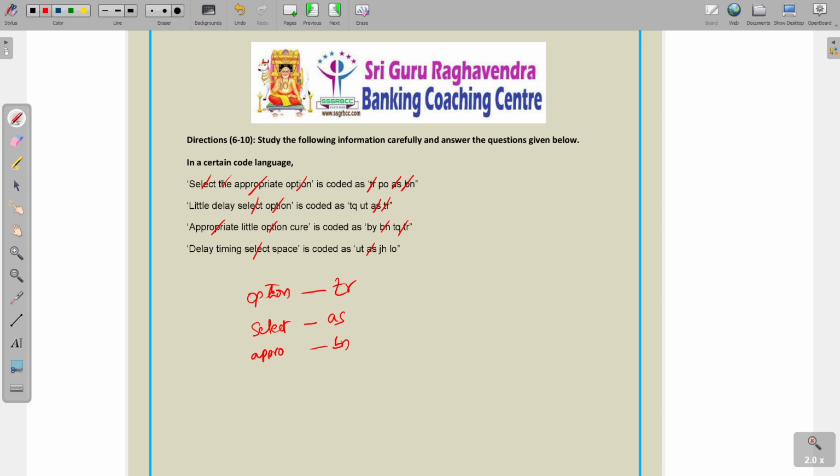Appropriate. The remaining person is coded as PO. Okay, clear? And next, the second one, little. So what is the code for little? Little lies in second and third, that is TQ. TQ is the code for little.